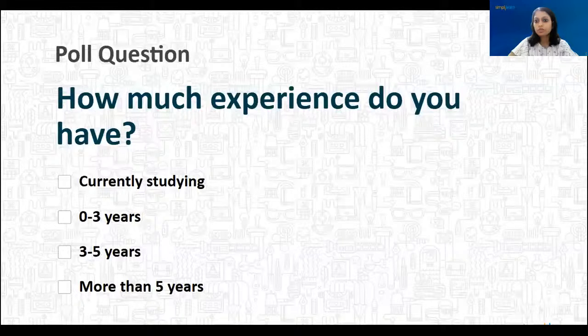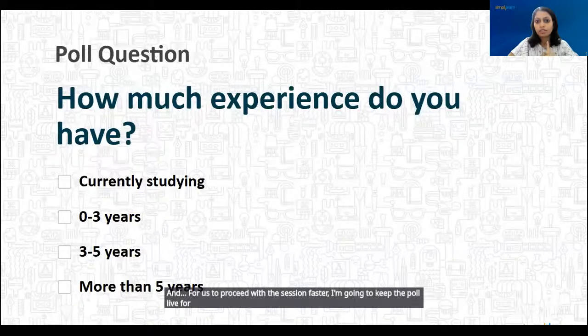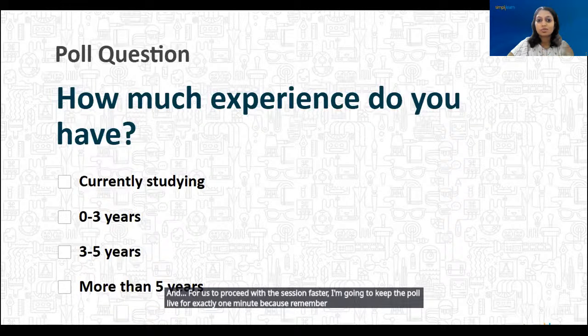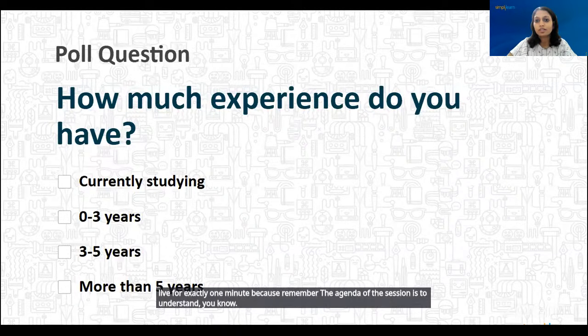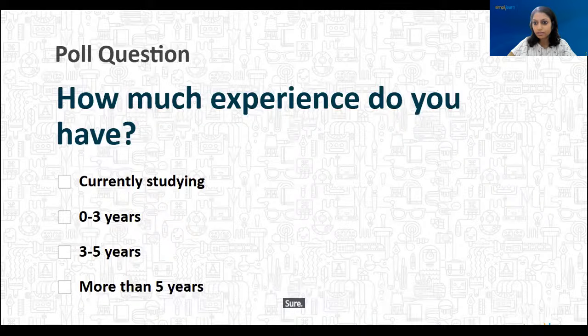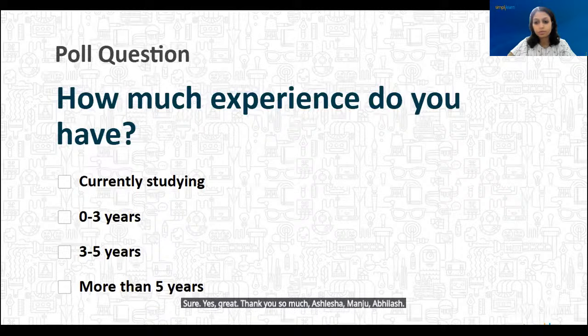For us to proceed with the session faster, I'm going to keep the poll live for exactly 1 minute, because remember, the agenda of the session is to understand decision intelligence and deep dive into that concept. So we'll not spend much time here. Yes, great. Thank you so much, Ashlesha, Manju, Abhilash, for your responses. More than 5 years studying. Okay.